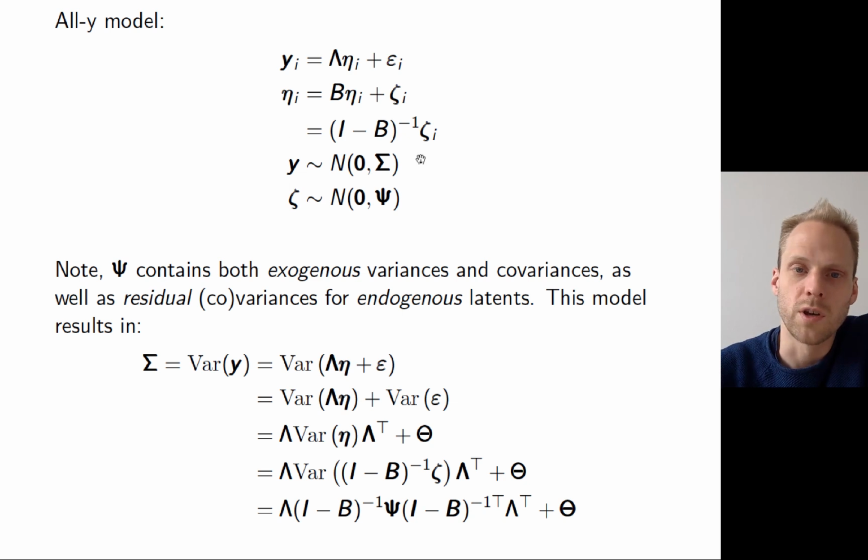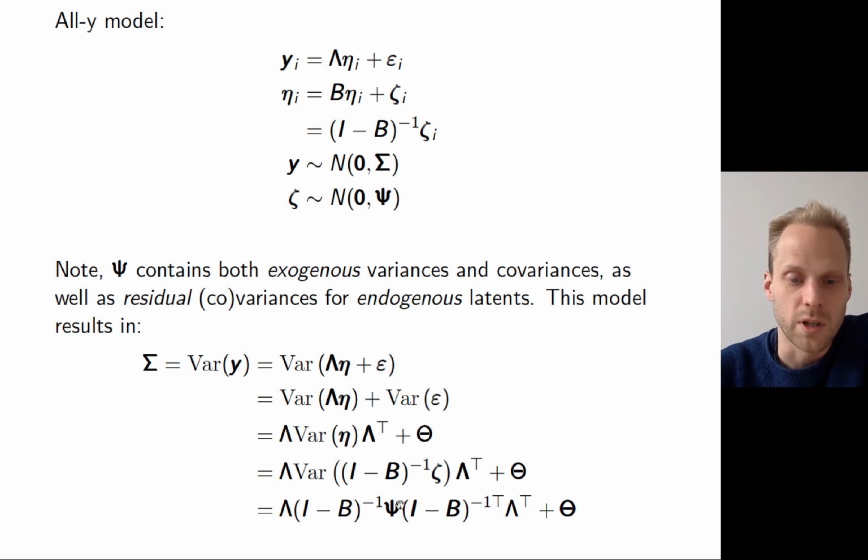Now with this expression we can do our variance covariance algebra. You see it on the bottom here. There are some steps involved, but in the end we get to this expression here, where we have lambda times an identity matrix minus beta inverted, times psi, times identity matrix minus beta inverted transposed, times lambda transposed, plus theta.